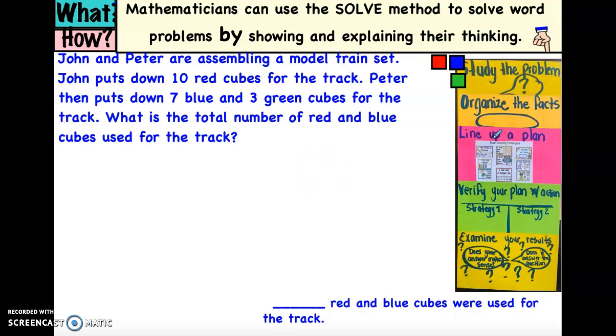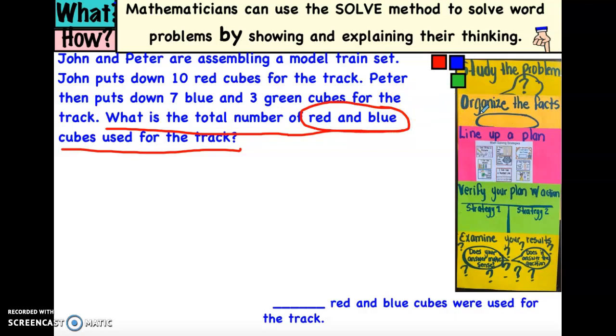Let me ask you, what is this problem asking us to find? Remember, you can always pause the video to turn and talk. So it's asking us to find what is the total number of red and blue cubes used for the track. So I underlined that. So they're trying to find the total, the sum of the red and blue cubes. Sum of red and blue cubes. That's important.